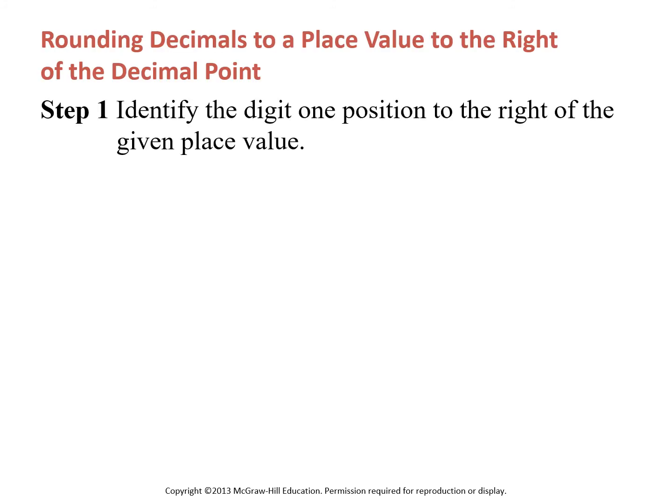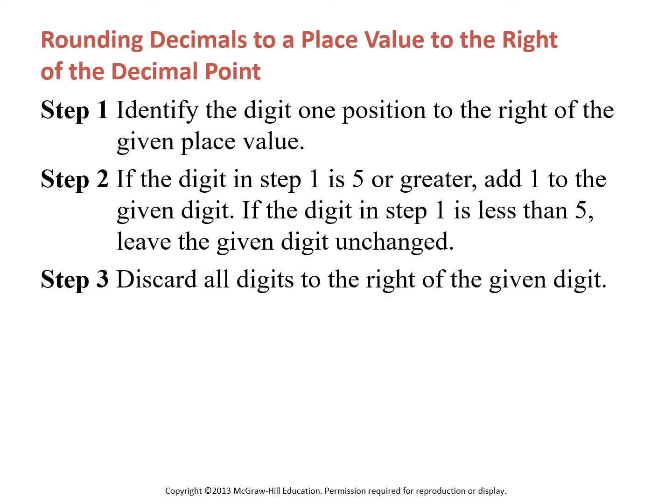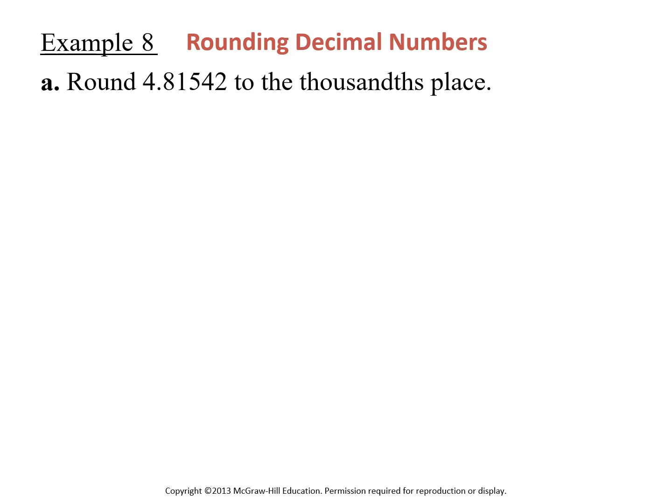And rounding decimals to a particular point, we are going to determine the given place value. Look to the right, and again we're looking to see if the number to the right of the place value is 5 or greater, in which case we round up, and if it's less than 5 we keep it the same. But this time we discard the digits to the right of the given place.